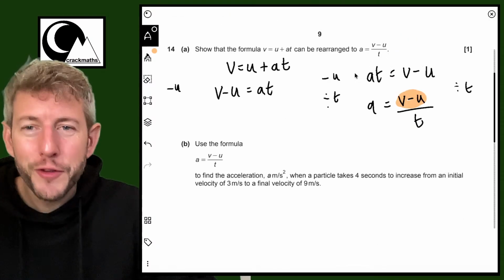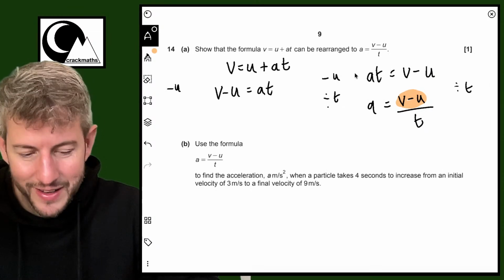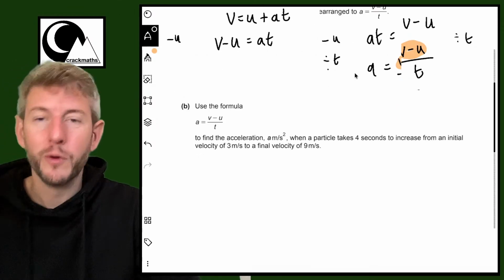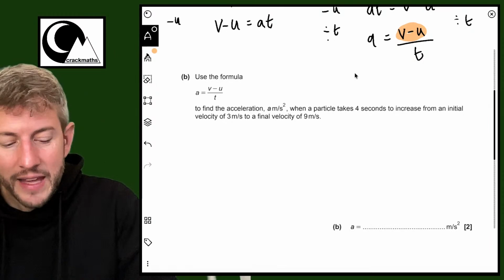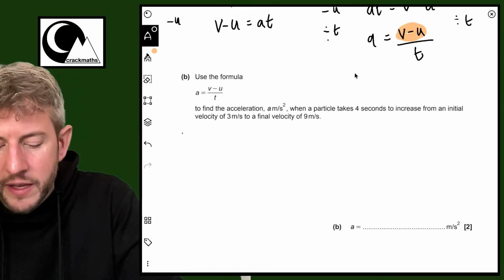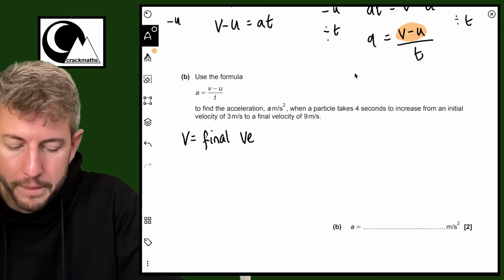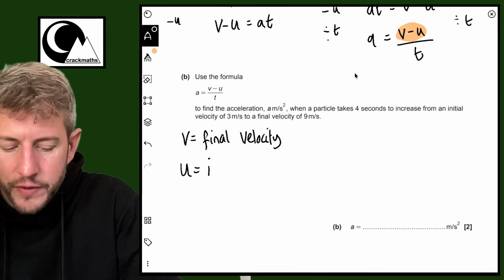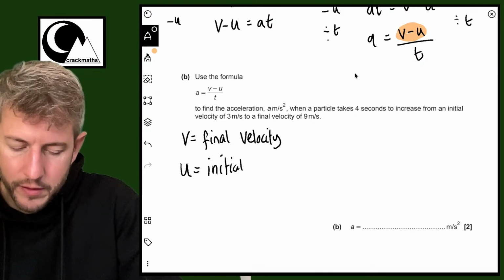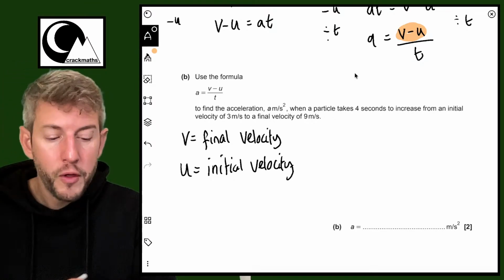Interesting. I don't often do OCR, but I didn't realise they expected you to know what these letters stand for. So you might know what these letters stand for from physics, but in these letters here, we've got V is equal to the final velocity. That's what that letter stands for. And U equals the initial velocity. Okay, right, so let's put this information in.